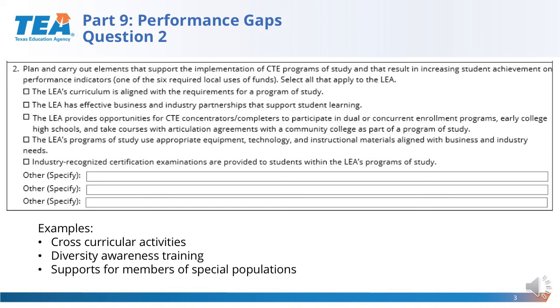Examples may include cross-curricular activities, actions LEAs take to embed English, math, science, and advanced academics into CTE classrooms, such as combined PLCs, coordinated curriculum development, or joint lesson planning opportunities. Diversity awareness training, LEA strategies and methodologies to increase cultural understanding of student populations, identification of needs for special population members, and collaborative department efforts within the LEA, such as CTE instructors attending special education training sessions.